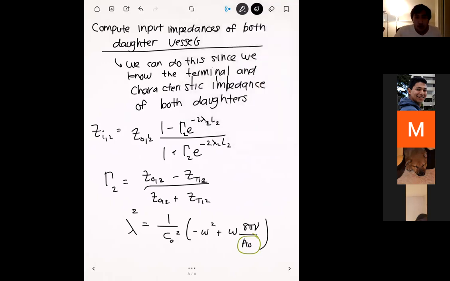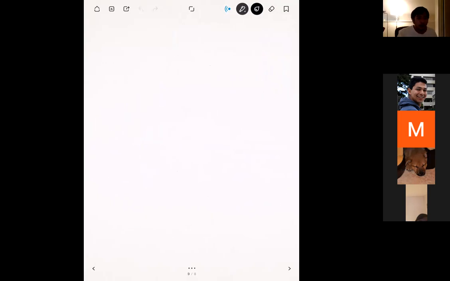And so you would have the same set of equations for daughter vessel 3 as well. I'm not going to write it down, but you can imagine it's the same thing. Any questions on this? All right. Now that we have the input impedances of both the daughter vessels, we can then combine them in parallel, using our parallel formula.